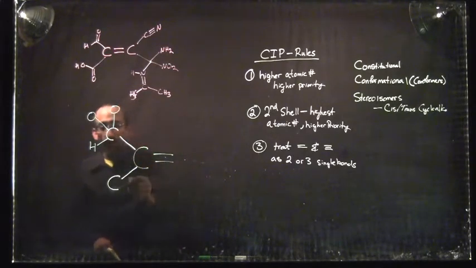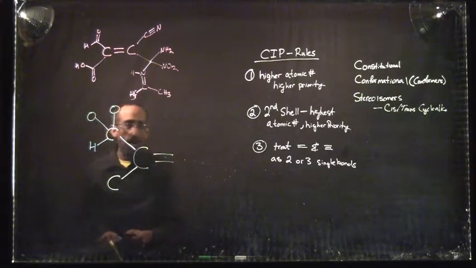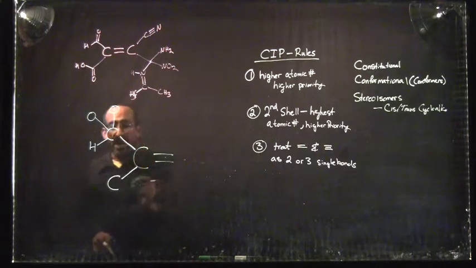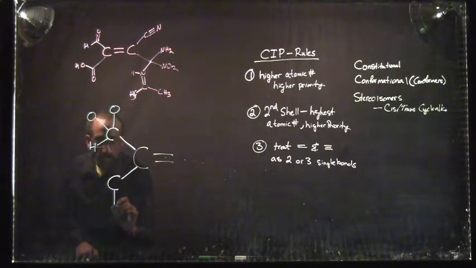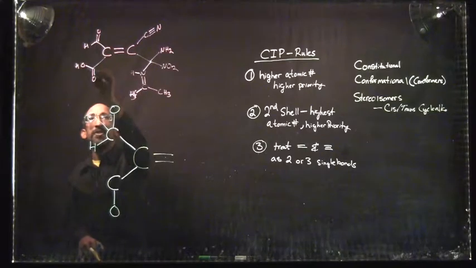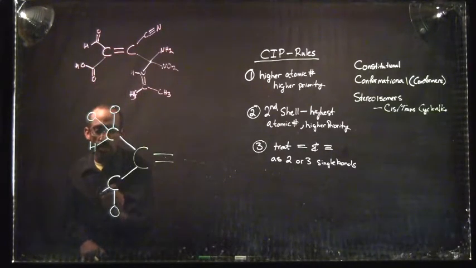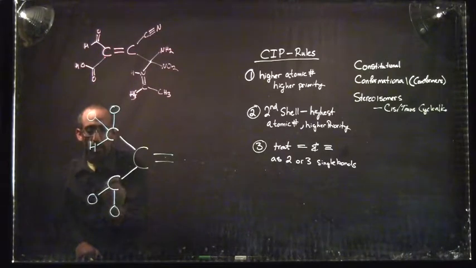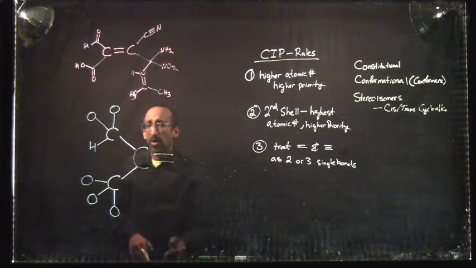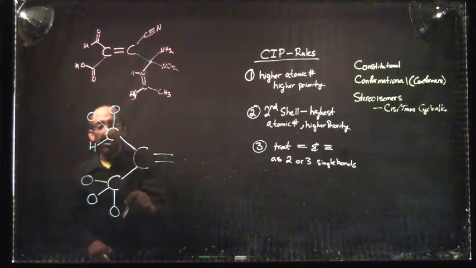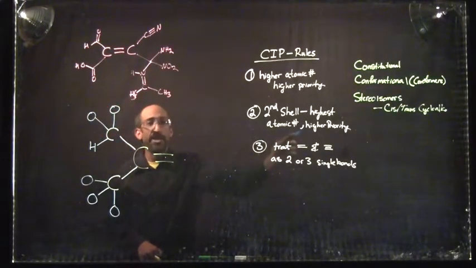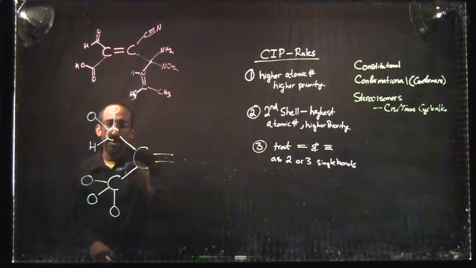Now, for my carboxylic acid carbon in my second shell, I have a direct bond to an oxygen, and then I've got a double bond to an oxygen that I treat as 2 single bonds. So there's 1 and there's 2. Now I can begin to look and see where my highest atomic number is to assign these 2 priority.